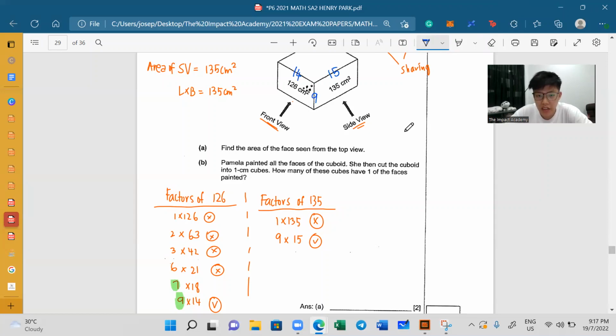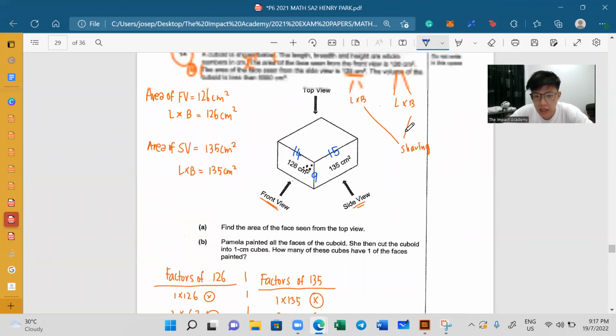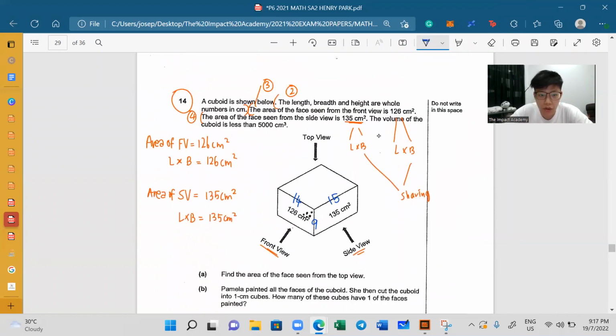Now looking at this, in sentence number 5, it says that the volume of the cuboid is less than 5,000. Let's find out the volume of this cuboid, given all of these measurements that I've just found. The volume of this cuboid, given the measurements that I found, should or must be less than 5,000.